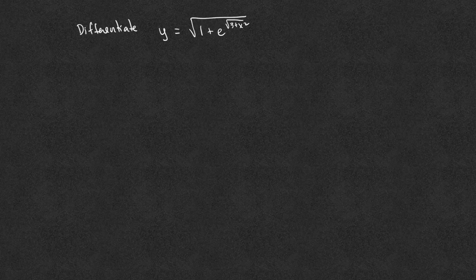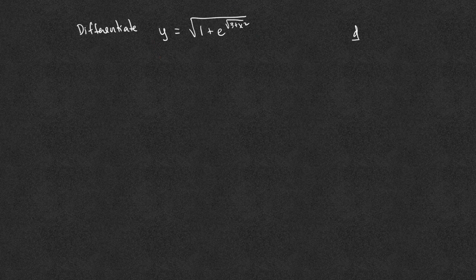Differentiate y equals the square root of 1 plus e raised to the power the square root of 3 plus x squared. This is a composite function. The innermost function is 3 plus x squared, and then the square root function, and then the exponential function e, and then the radical. We can decompose this function, but we end up with too many simpler functions to keep track of, and so we're going to use the cover-up method.